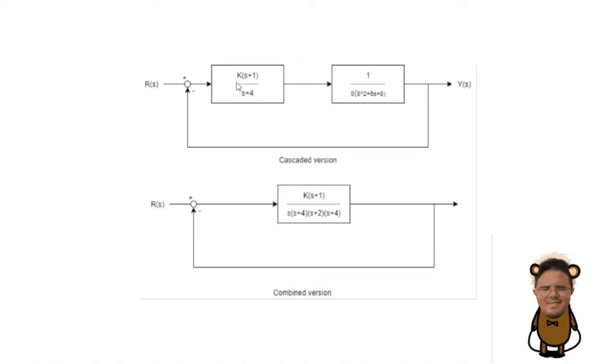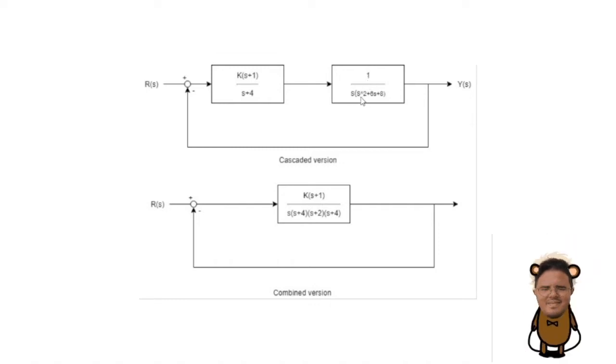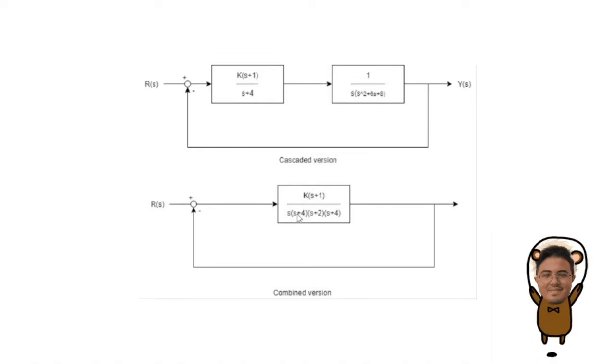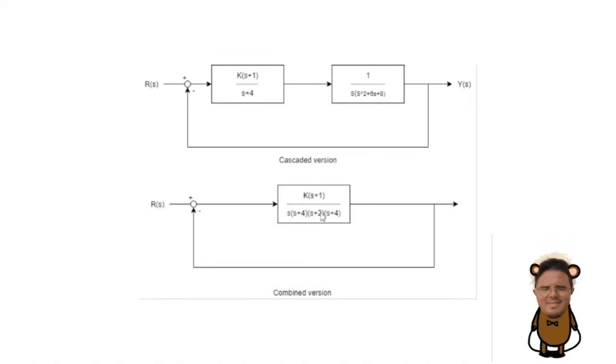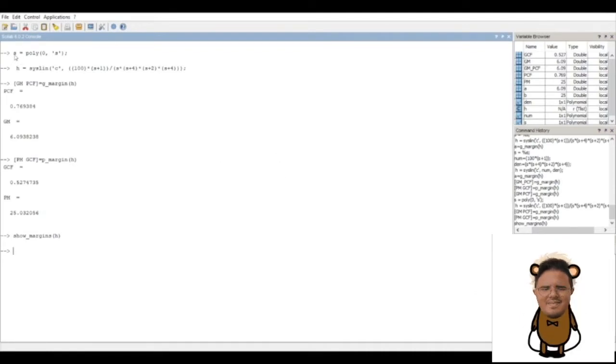First, for the amplifier and controller part, we have the transfer function K(s+1)/(s+4), and for the actuator and lag part we have 1/(s^2+6s+8). That is for the cascaded version, but when we combine it we have K(s+1)/(s(s+4)(s+2)(s+4)). We have factored the roots of the transfer function. Next, we will look in detail at the Scilab coding to generate the Bode plot.